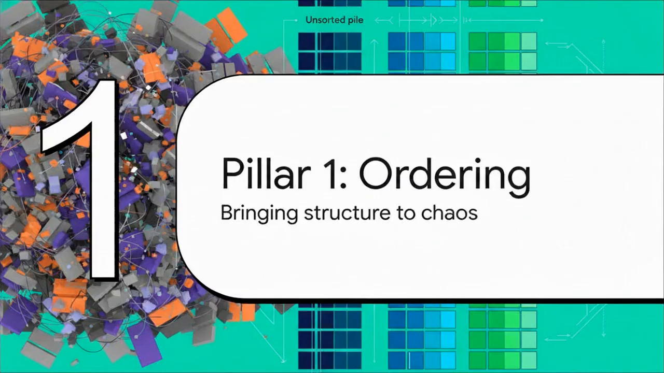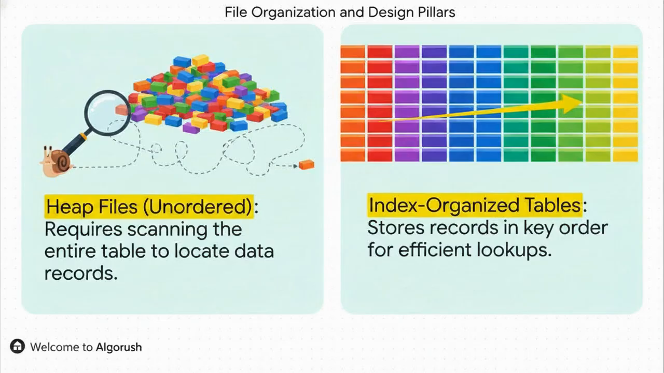So, how do we start to fix this mess? Well, our first pillar, our first big idea, is ordering. It's all about taking that chaos and deliberately imposing some kind of structure. This one simple change takes us from brute force searching to something way more precise. And you can see the before and after right here.